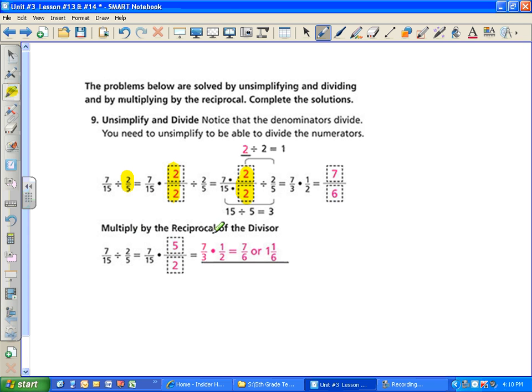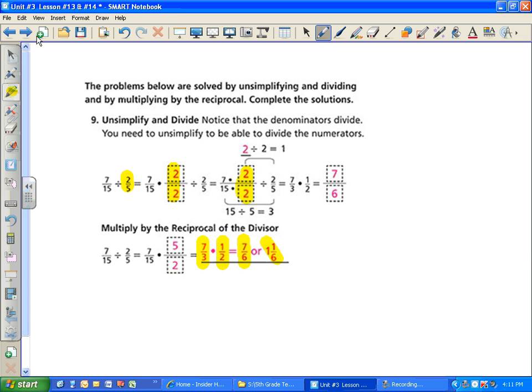And then multiply by the reciprocal of the divisor. So this is the way that I like to do it. 7/15 divided by 2/5 is the same as 7/15 times 5 over 2, which is 7 over 3 times 1/2, which is 7/6. And you always should change it from an improper fraction to a mixed number.